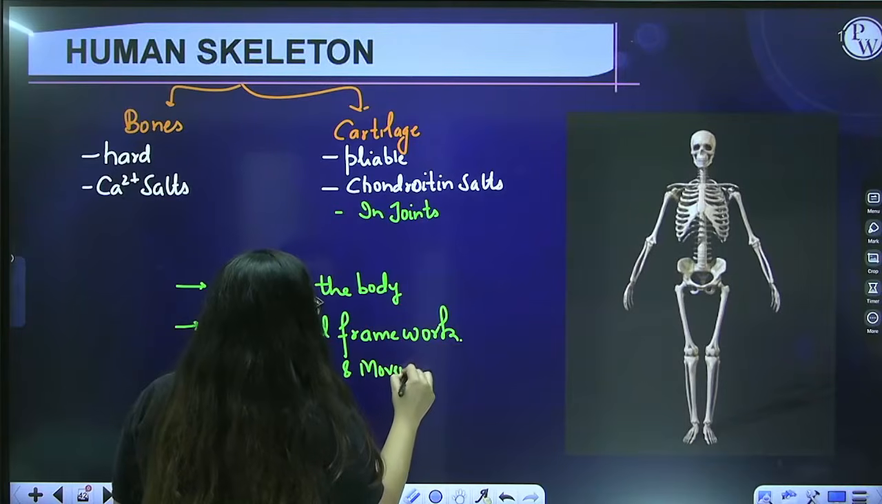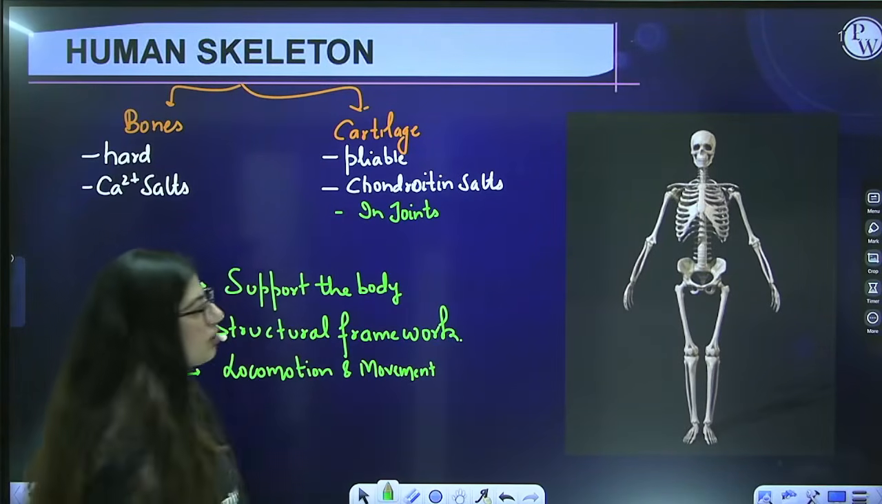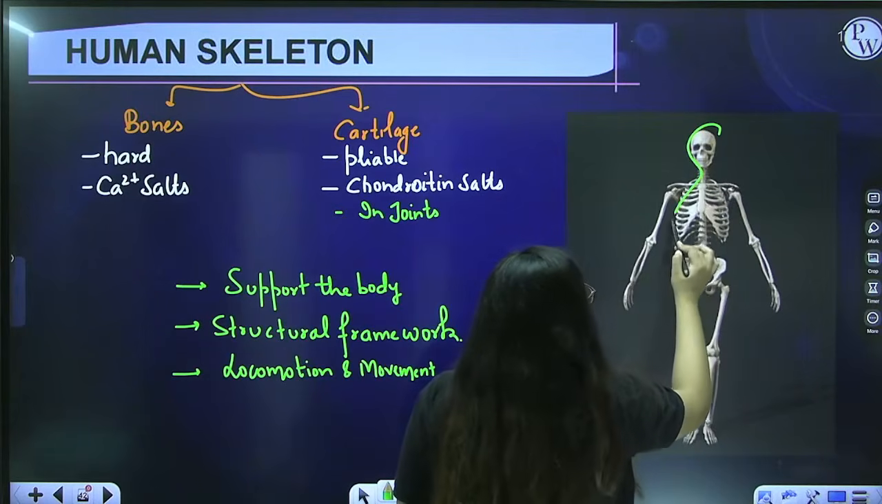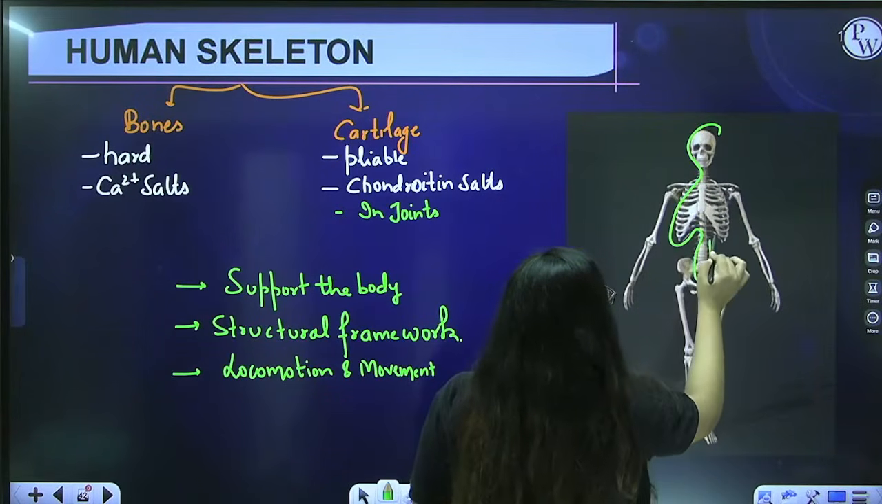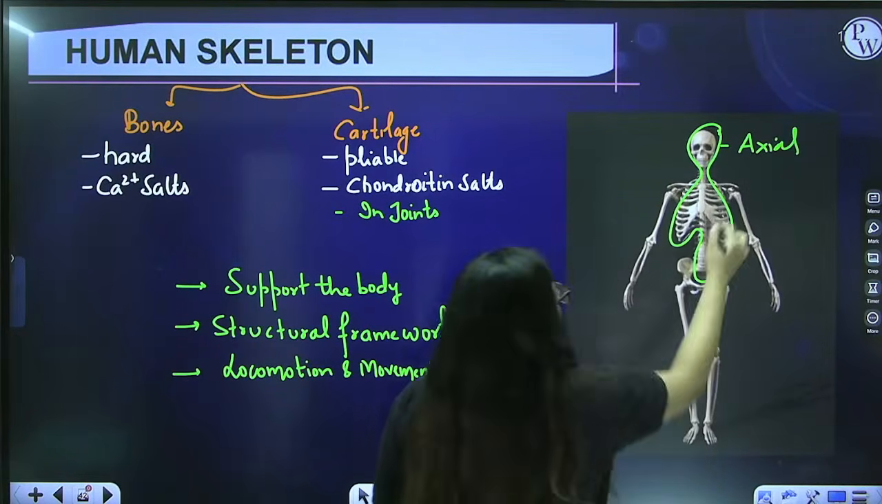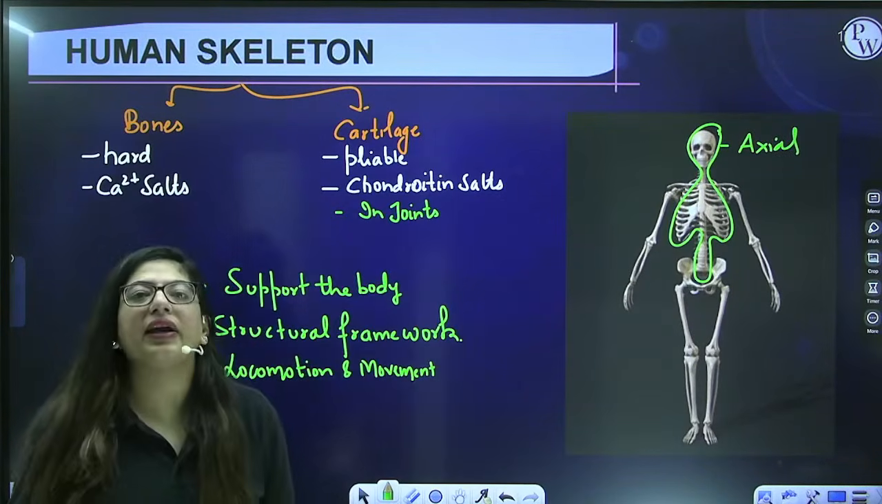Now the entire skeleton is divided into two portions. I'm talking about bones. One, the one present in the main axis, this one is your axial skeleton. The one which is present outside the axial skeleton is your appendicular skeleton.